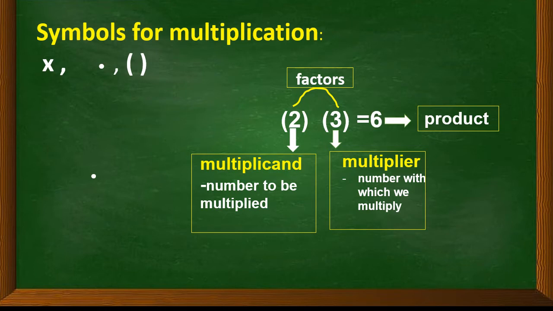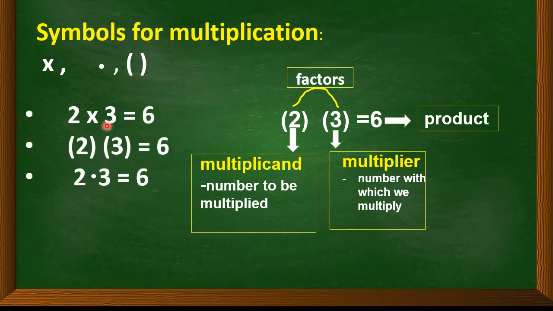In elementary, you used to have x as a symbol for multiplication, but we can also make use of a dot or parentheses. For high school, we seldom use x as a symbol for multiplication since we are dealing with algebra and x is already used as a variable, so most of the time we will be using a dot or parentheses. So 2 times 3 equals 6 can be written as 2 times 3 using parentheses, or it can also be written in this way using a dot.